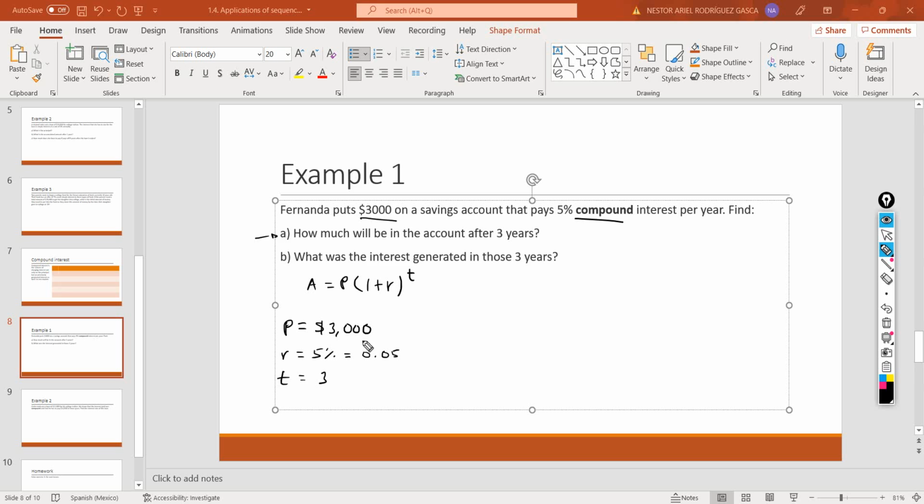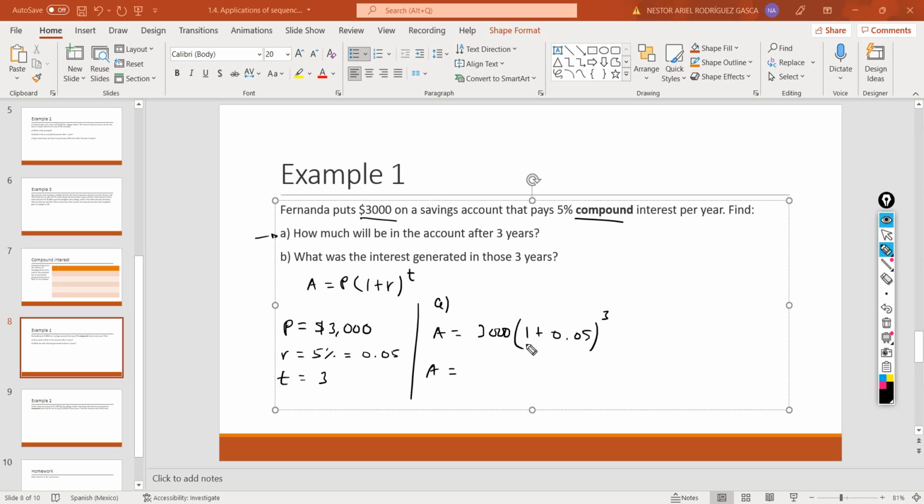Time is 3. So basically, we have everything to calculate the accumulated amount, which is basically how much there will be in the account after 3 years. So let's find out. A will be equal to 3,000 times 1 plus 0.05 to the 3. And that's it. That's my solution, right? This is a perfectly good response. Try to simplify, though, if you can.